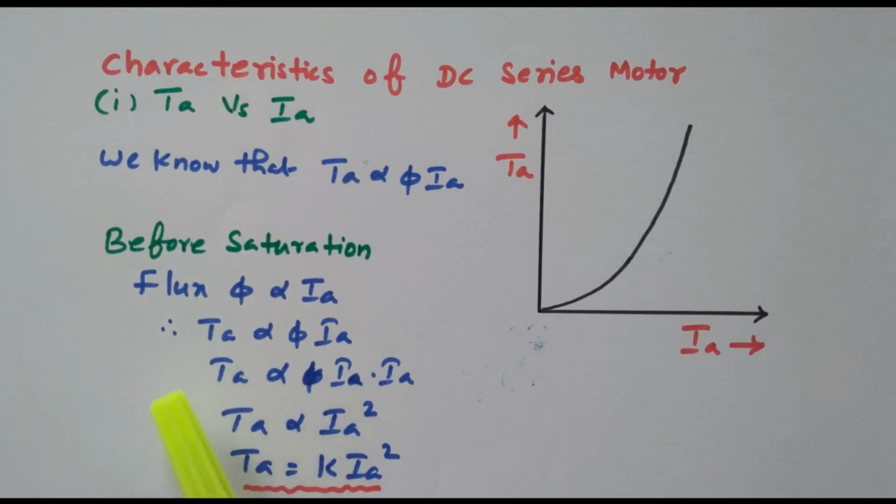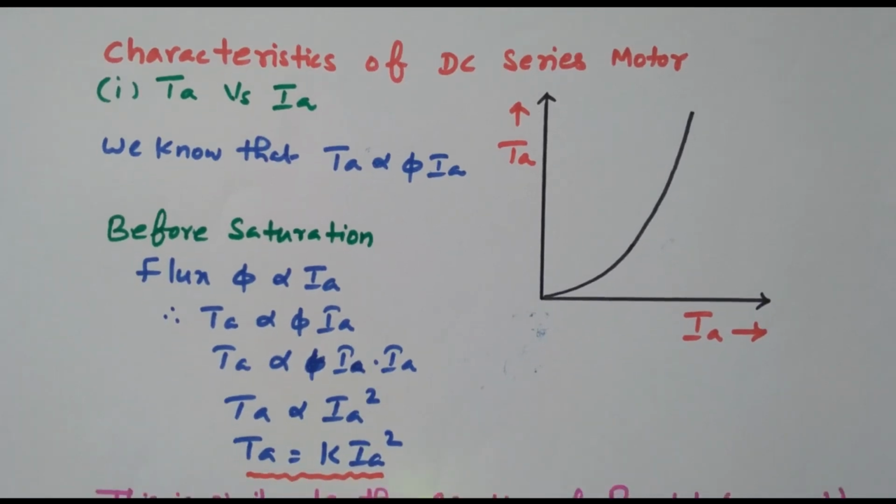Before saturation, the normal case, phi is also directly proportional to Ia, because in a series motor the field coil, armature and load are all connected in series. The same current is flowing through the field also. So phi is directly proportional to Ia, and TA equals phi into Ia. Phi is replaced by Ia, so Ia into Ia gives Ia square. So TA is directly proportional to Ia square. The torque is directly proportional to the square of the armature current.